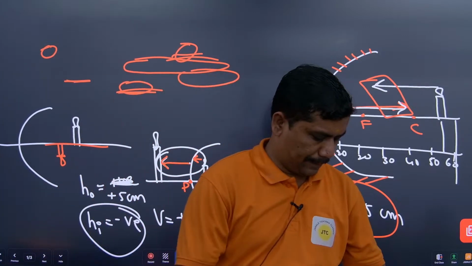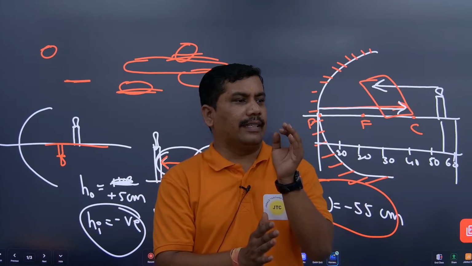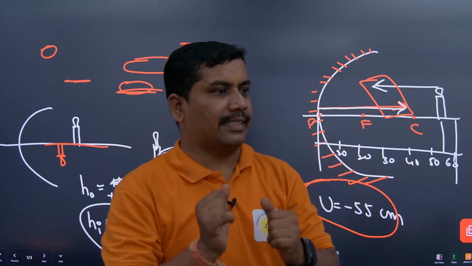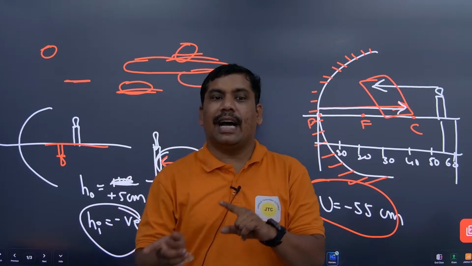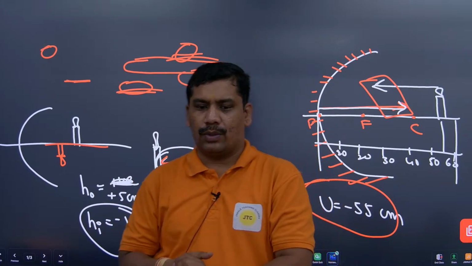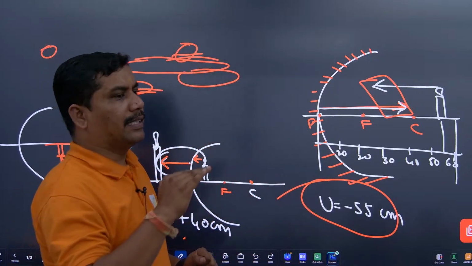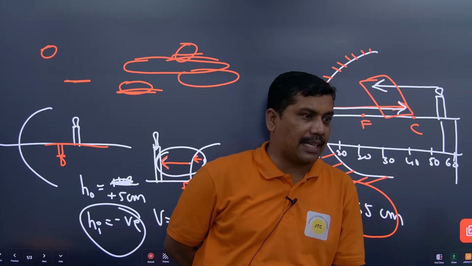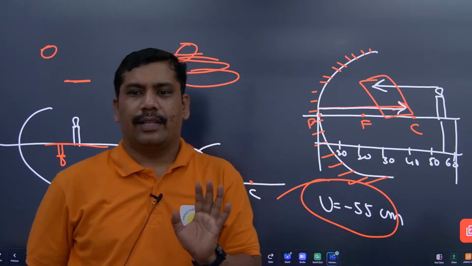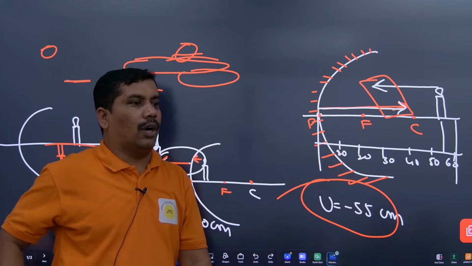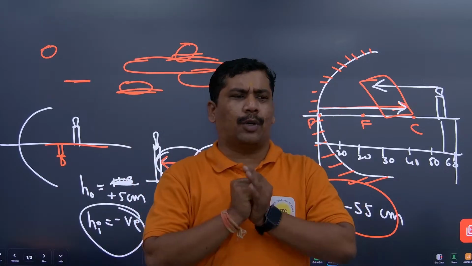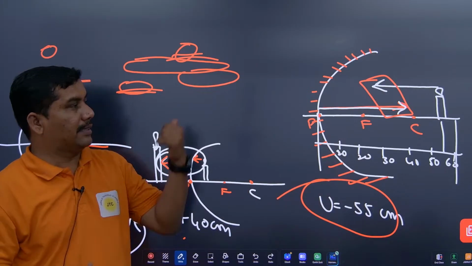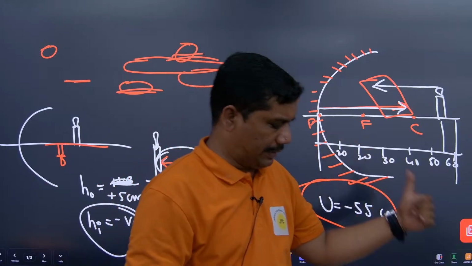See, if the direction of the incident light ray and the distance measurement direction are opposite, then distances should be negative. If they are in the same direction, then distances should be positive. Then, if an object or image is above the principal axis, then its height should be positive. If it is below the principal axis, then its height should be negative. Clear everyone? After a few seconds, we are going to do one of the most important problems of this chapter, which is repeated many times in the board exam also. To do that, we need these sign conventions. Got this everyone now?